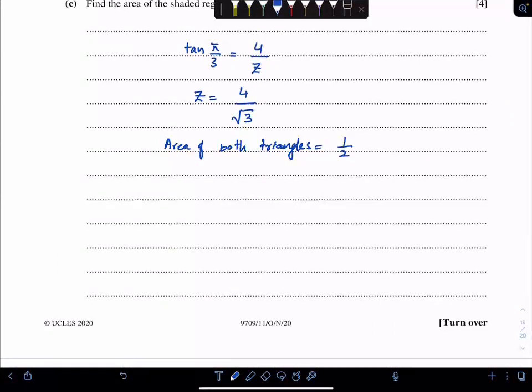One by two, base is radius, which is 4, and height is 4 by under root 3. And we have also multiplied with 2. So this will become 16 under root 3. And minus area of sector.